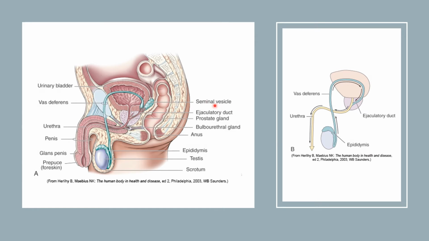And over here we can see the seminal vesicles. Here is our ejaculatory duct and our prostate around our urethra. The bulbourethral glands lie just below that. Our epididymis, a testis, the scrotum, and our vas deferens and urinary bladder are over here.